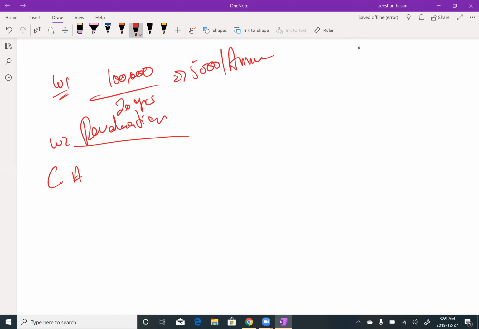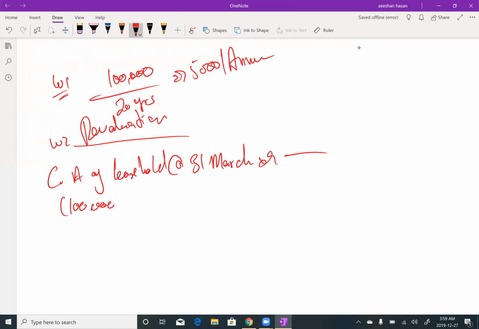So simply, carrying amount of leasehold at 31st March X9, simply that is 100,000 minus 5,000 depreciation. So that's going to be 95,000, right?